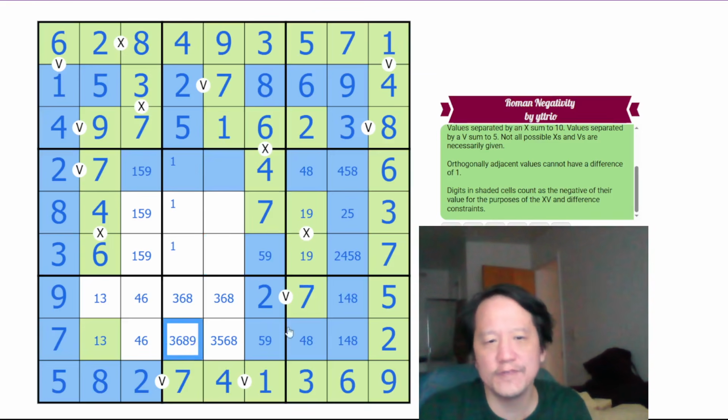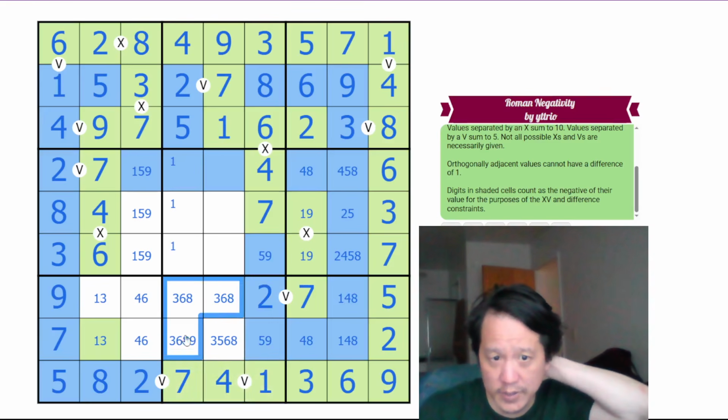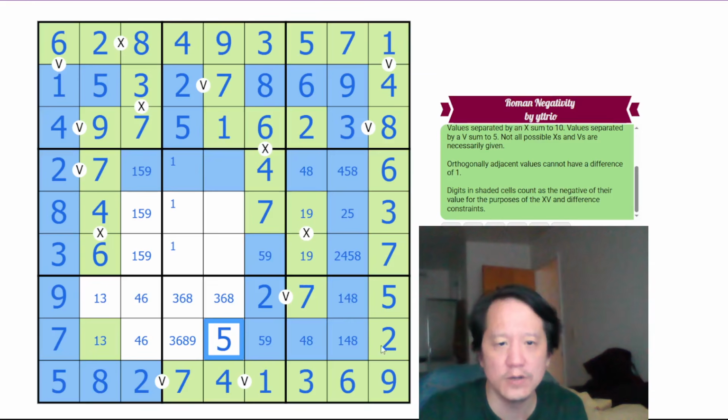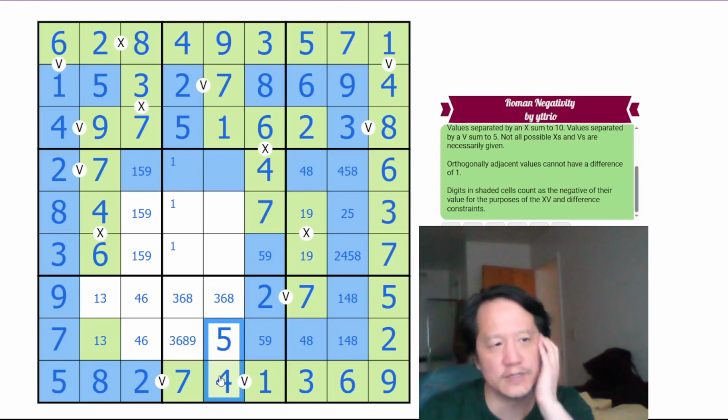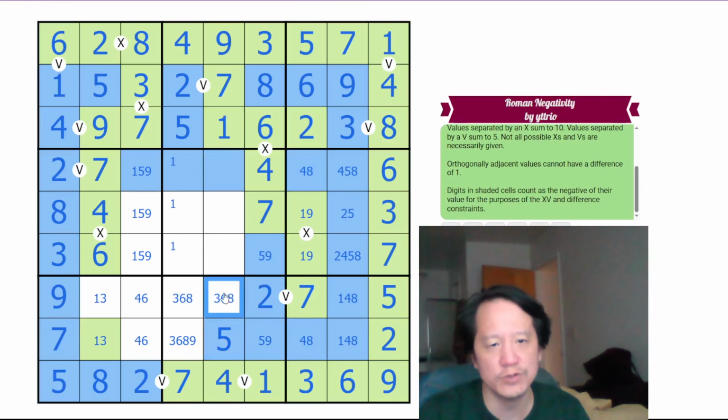This can't be 5. Where is 5 in box 8? Cannot be here or here, so it must be here. If this were green, there would be a difference of 1, and they would share an edge, which is not allowed. So this must be blue. We have a 2 by 2 that's all blue, so this can't be blue here. It's green.